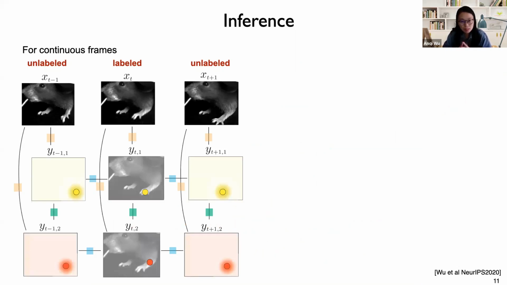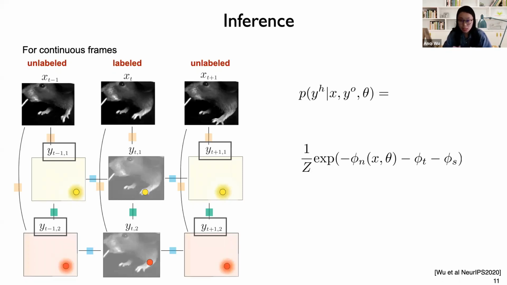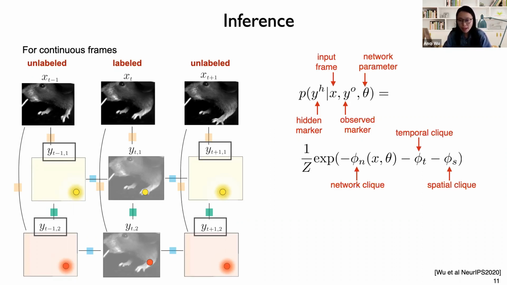And the proposed DGP is a probabilistic graphical model. So we need to do inference to solve the model. We model the unobserved markers as hidden random variables, and we can write down the posterior of these hidden markers. Y_H is the hidden marker, X is the observed image frame, Y_O is the observed marker, and theta is the network parameter, which is also unknown. Phi n, phi s, phi t are the 3 cliques we introduced to the model, and Z is some unknown normalizing constant. Calculating it would be intractable.